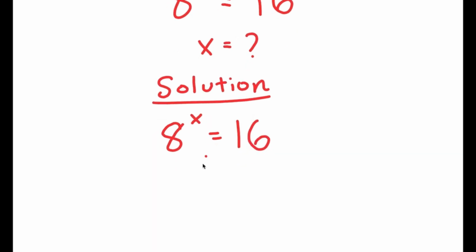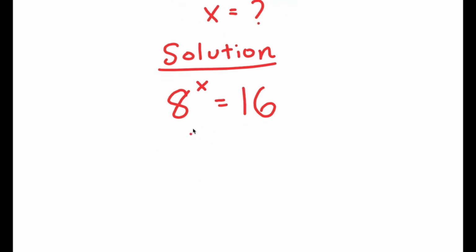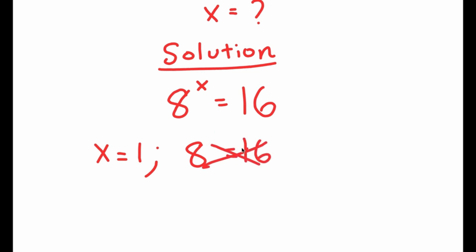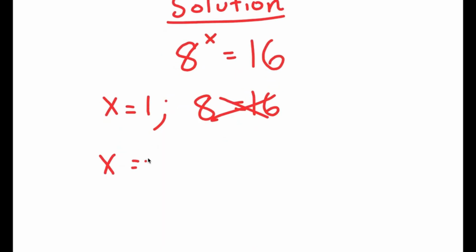Now, before we start doing anything, let's just inspect this problem real quick. So if I plug in x equals 1 into this equation, I get 8 to the power of 1 is equal to 16, which, 8 to the power of 1 is the same thing as 8, so I get 8 equals 16, which is false, right? Now if I plug in x equals 2, I get 8 to the power of 2 is equal to 16, and 8 to the power of 2 is 64. So I get 64 equals 16.